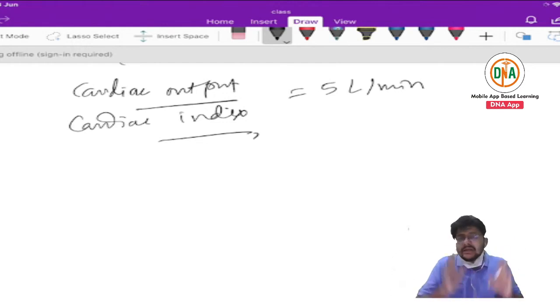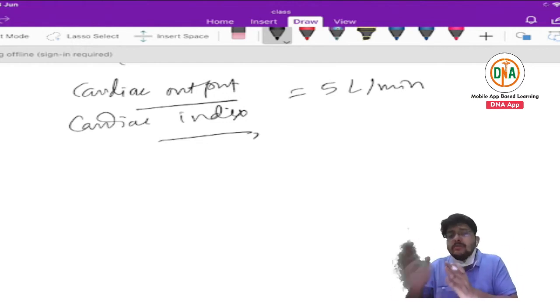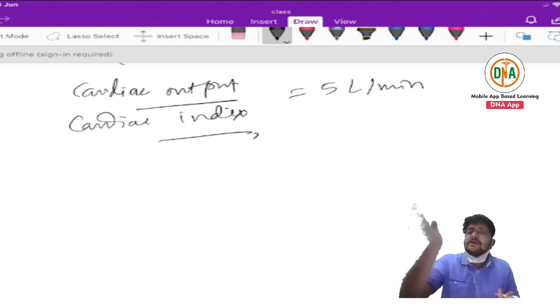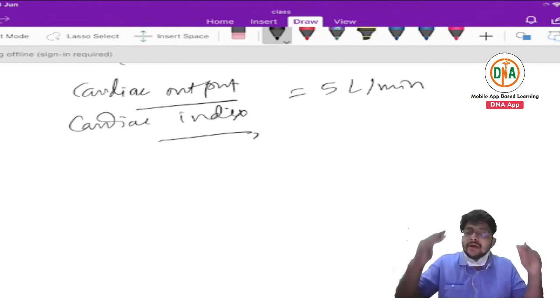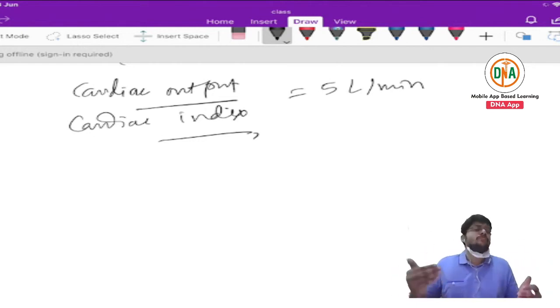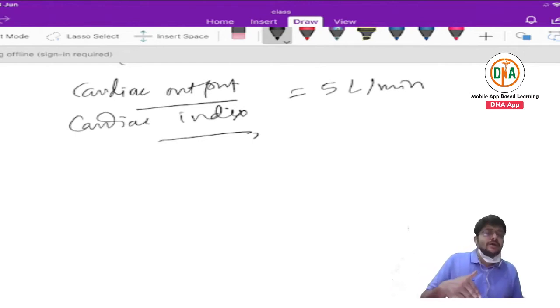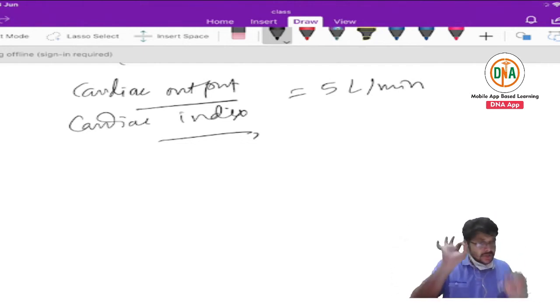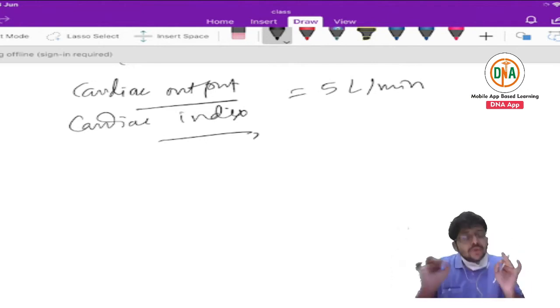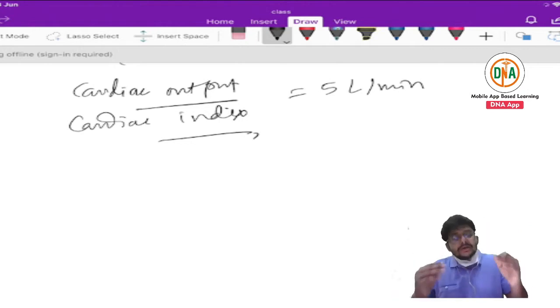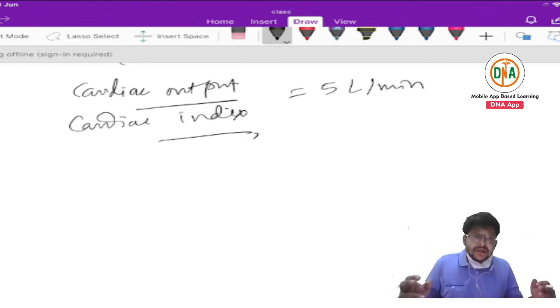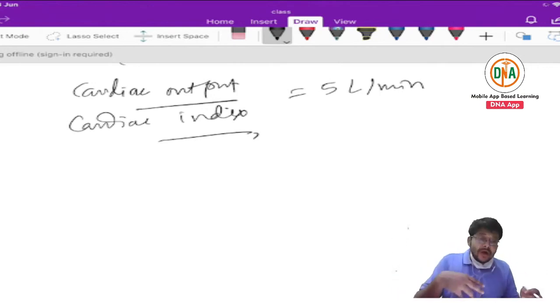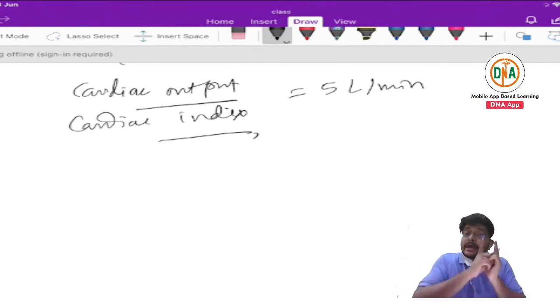The factor is they have different body mass. They have different body surface area. So a bigger person has a greater cardiac output, and a smaller person has a lesser cardiac output. But that doesn't mean that the smaller person has lesser cardiac function, lesser heart efficiency. So we need a particular value which will standardize the body surface area, or the mass. A bigger person must have a big heart. A smaller person will have a small heart, but it will still be an efficient heart.